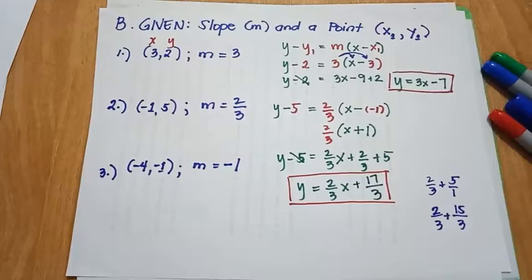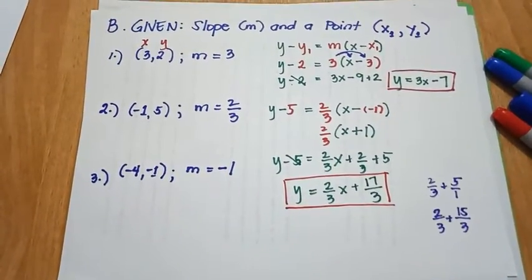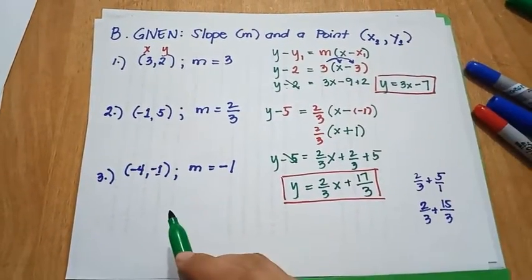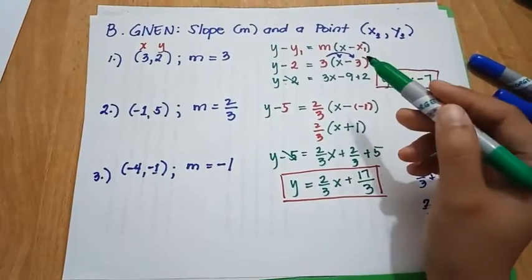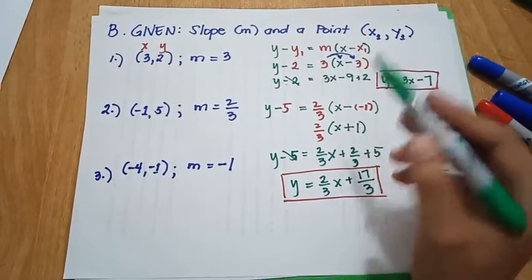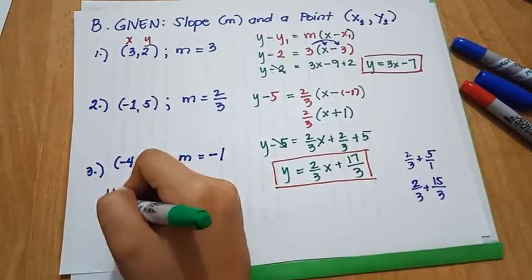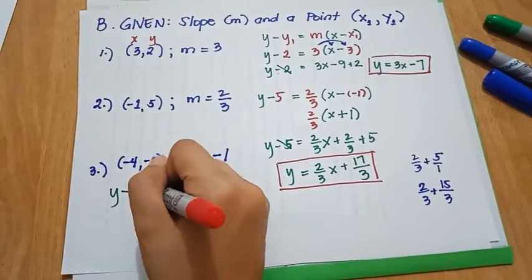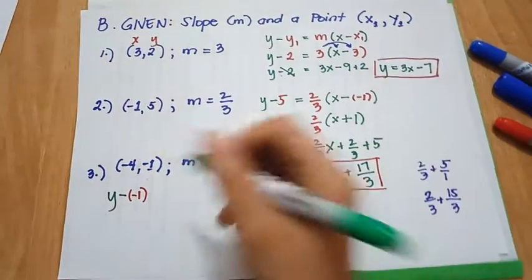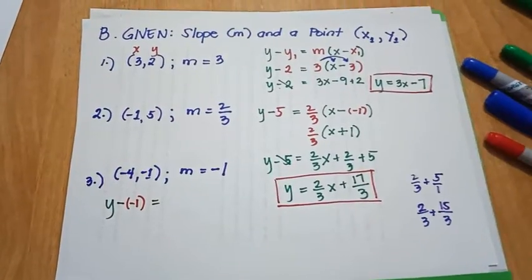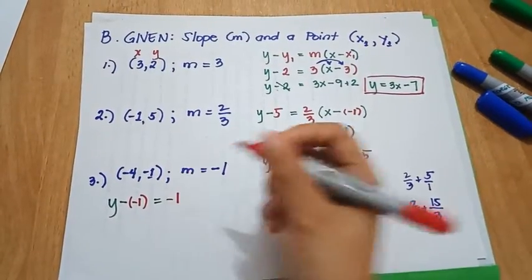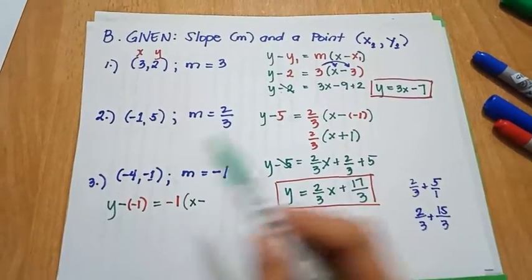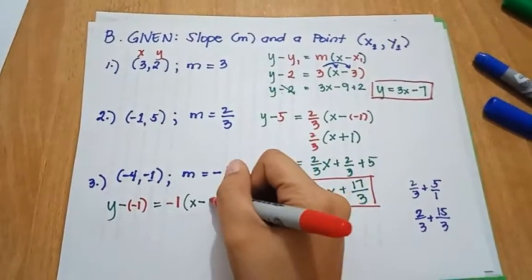For the last example, we have (-4, -1) and the slope, which is -1. Applying the formula y minus y sub 1 equals m times x minus x sub 1, we will have y minus y sub 1, which is -1. Do not forget to write the negative sign. Equals the slope, which is -1, times x minus our x sub 1, which is -4.